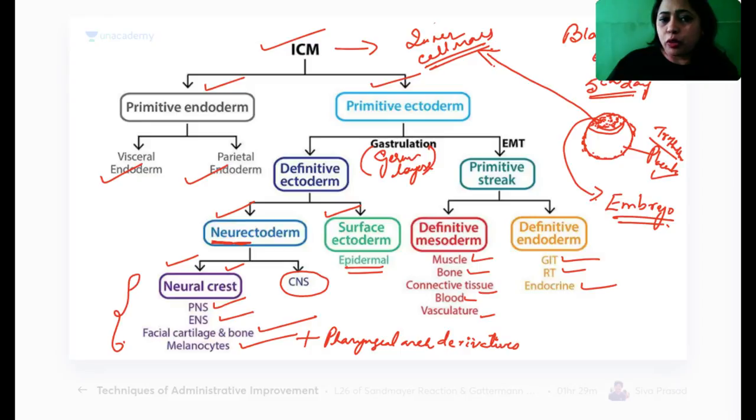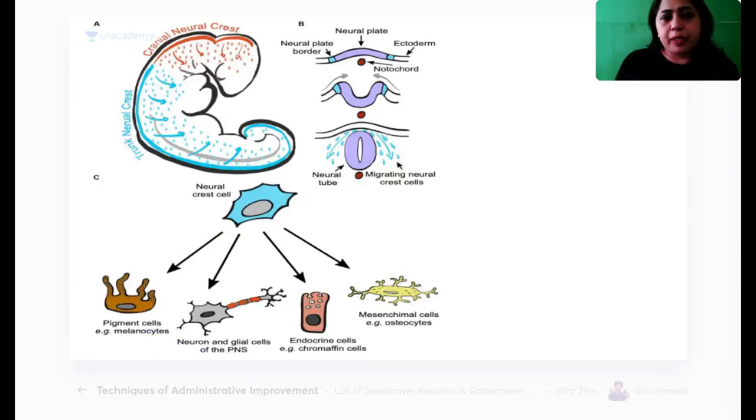Even the surface ectoderm, we don't want to talk about it now, because we are only concerned right now with the neuroectoderm, which gave rise to the neural crest cells. Okay, neural crest will give rise to all these cell derivatives because they are scattered throughout the body. Now, this is how you can see, there is neural plate, then there is notochord, and the formation of the neural tube from the neural plate. And look at all these cells, how they migrate, neural crest cells. And these are the various cells that are derived from the neural crest cells.